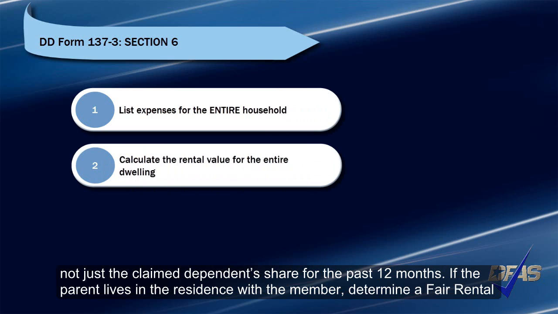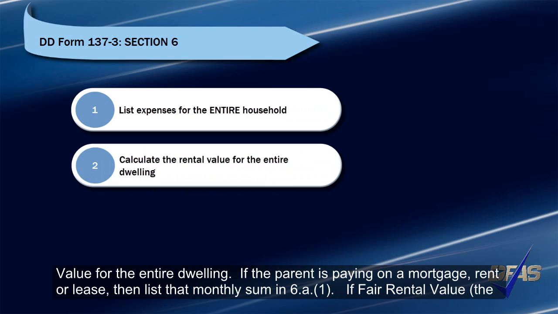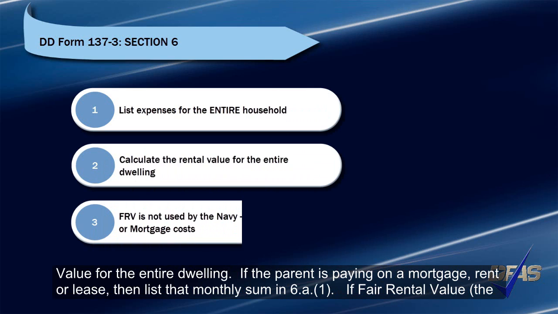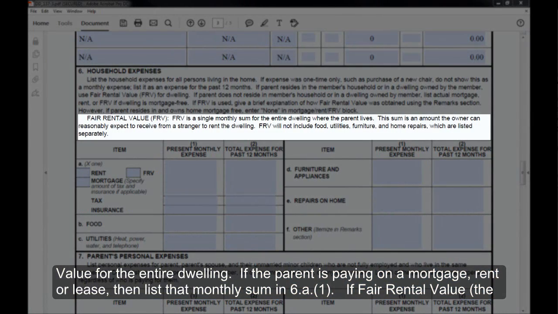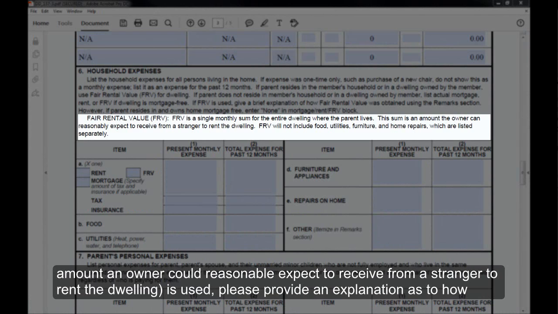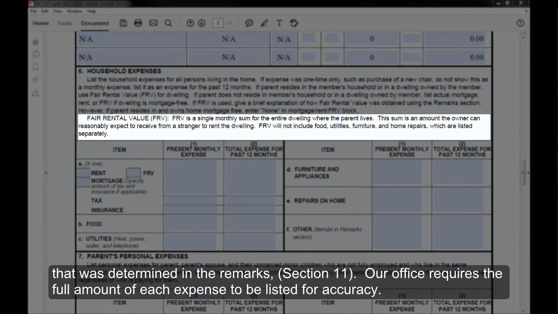If the parent lives in the residence with the member, determine a fair rental value for the entire dwelling. If the parent is paying on a mortgage, rent, or lease, then list that monthly sum in 6A1. If fair rental value, the amount an owner could reasonably expect to receive from a stranger to rent the dwelling, is used, please provide an explanation as to how that was determined in the remarks, Section 11.